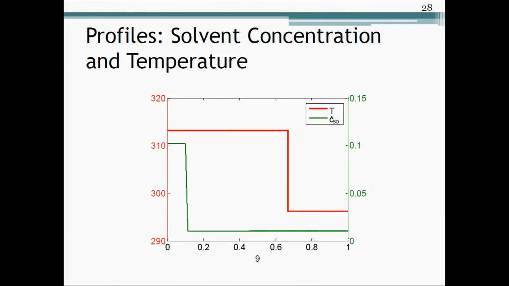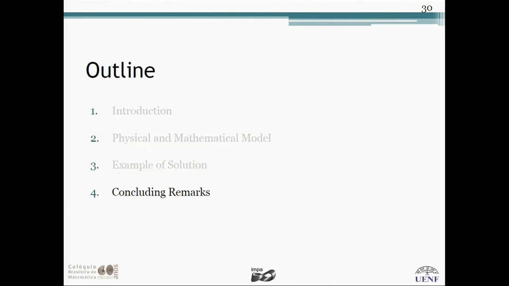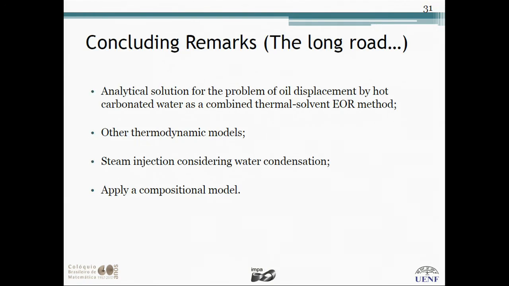For the concentration rarefaction and temperature jump, and the solution in the phase space from J to A: the only saturation change, the saturation concentration, and then the other saturation change, the temperature shock, and here the Buckley-Leverett shock. So some remarks and comments, because this is ongoing work.